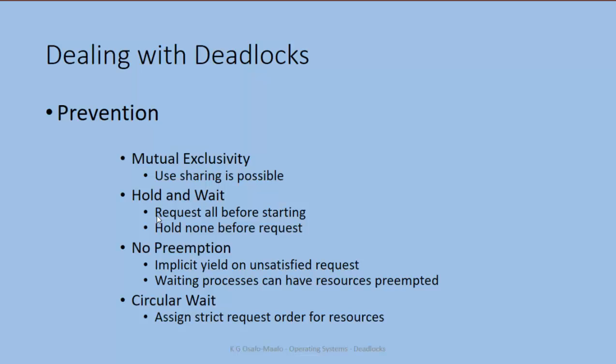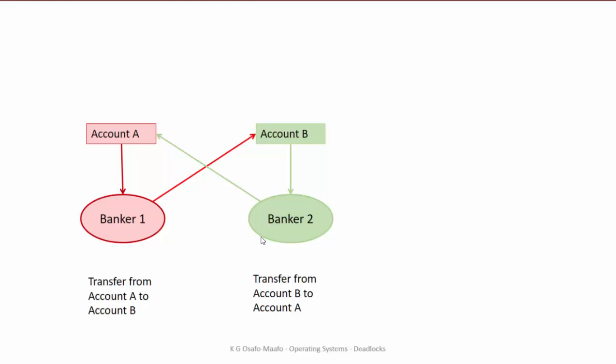Hold and wait. So we said two things. You can either request all your resources before starting, or make sure when you're asking for things, you don't hold on to other things. So look at this. Banker 1 would like to use account A and account B. If Banker 1 is starting, we can say, well, don't just ask for one thing and later ask for the other. Why don't you ask for the two things you need, account A and account B, so nobody will ever preempt you, or you won't hold something and wait. So that is one case.